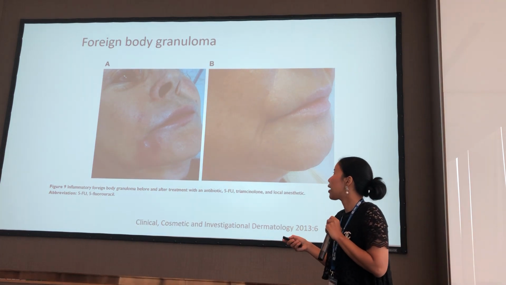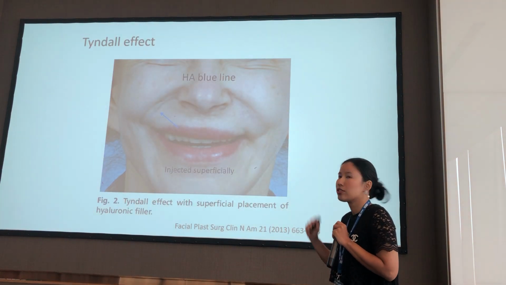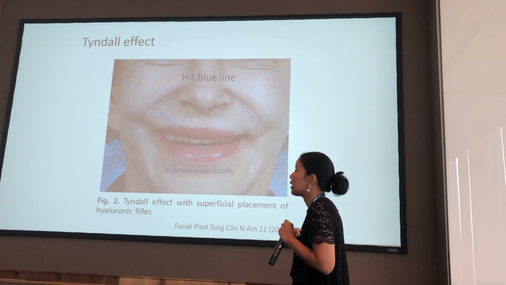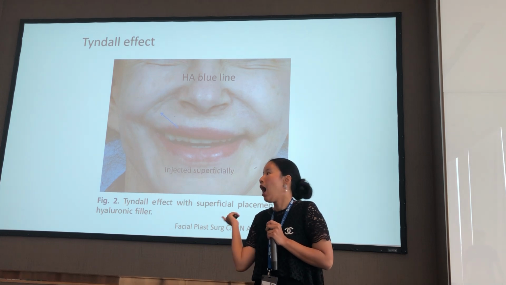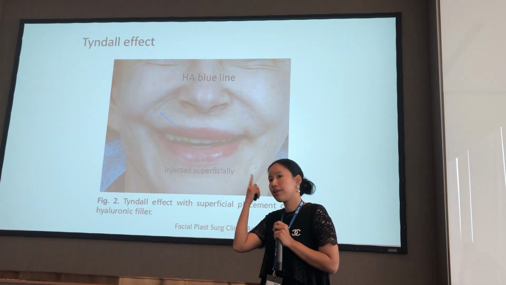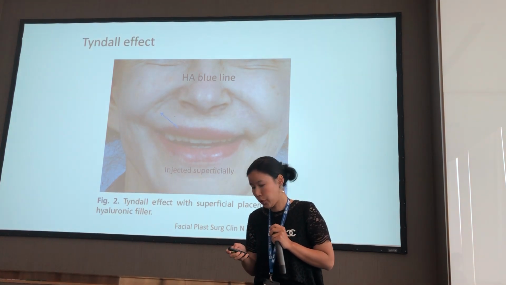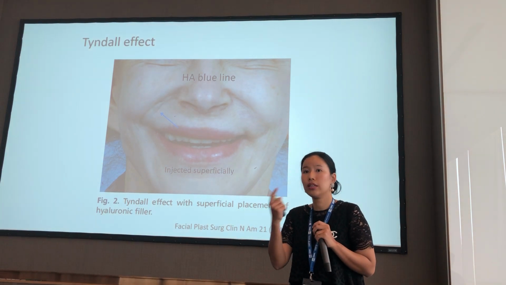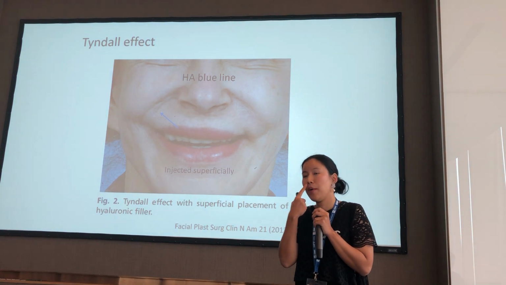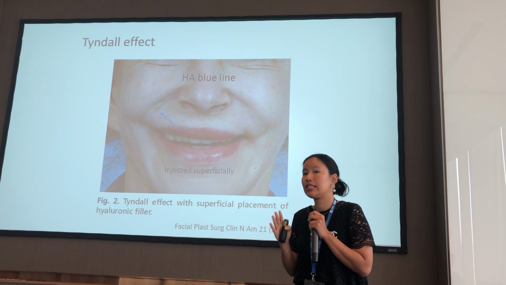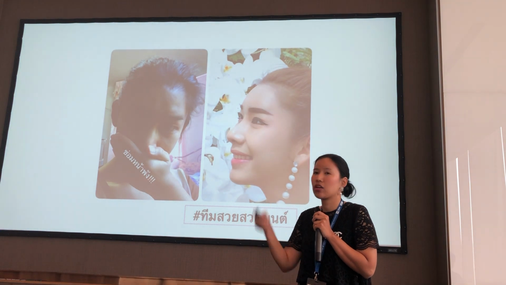So, the foreign body granuloma is like this. It can happen in any area, forehead or any area. And the Tyndall effect. The Tyndall effect is caused from too superficial injection, right? However, can you remember what I mentioned earlier, that the forehead skin is very thick. So the Tyndall effect happens more easily in places like periorbital rejuvenation or the thin skin here in the elderly. But in the forehead, it will not come out as a Tyndall complication, but it will come out as irregularities instead.